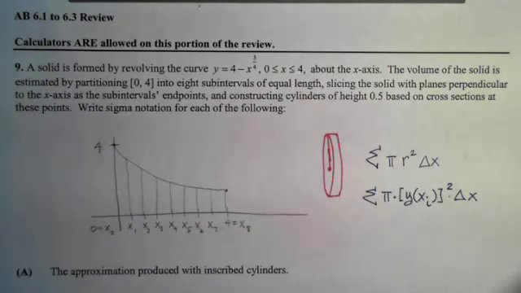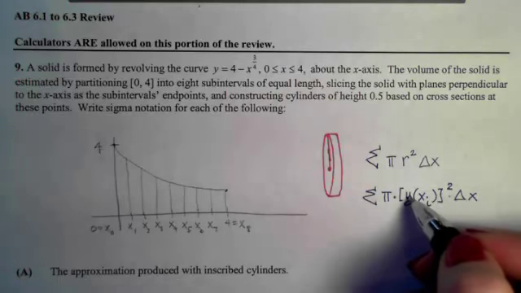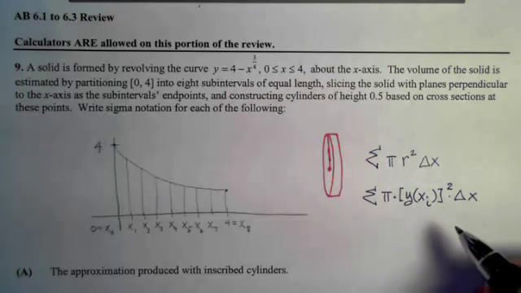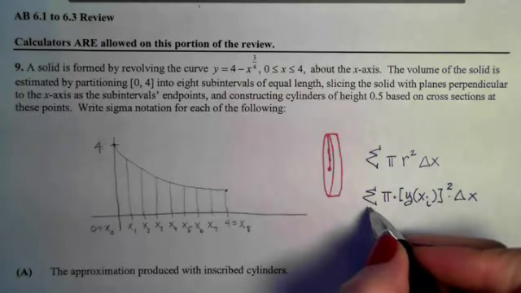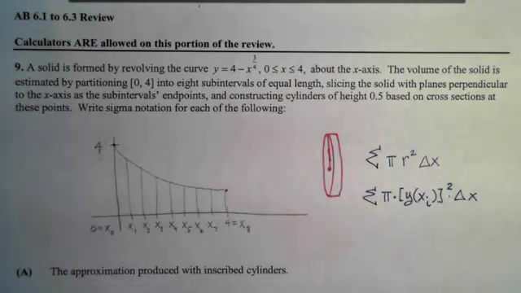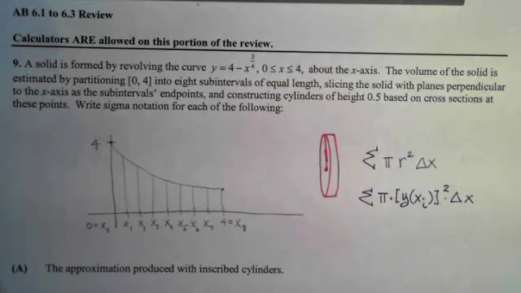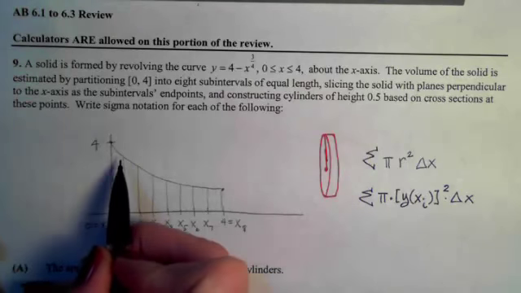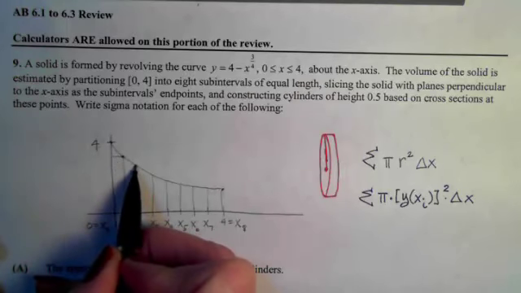Our job is to figure out, number 1, what delta x is, number 2, what comes out of y when we plug an x sub i in, and number 3, what those i's are going to start and end with. So if we look at part A, it says I want the approximation produced with inscribed cylinders. Inscribed means for each of these subintervals I need to take the lowest y value. So if I do inscribed, I'm going to be starting here and doing right edges.